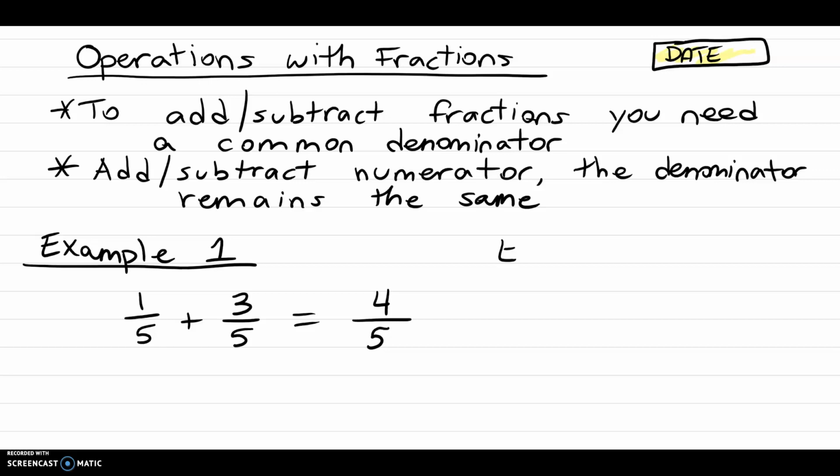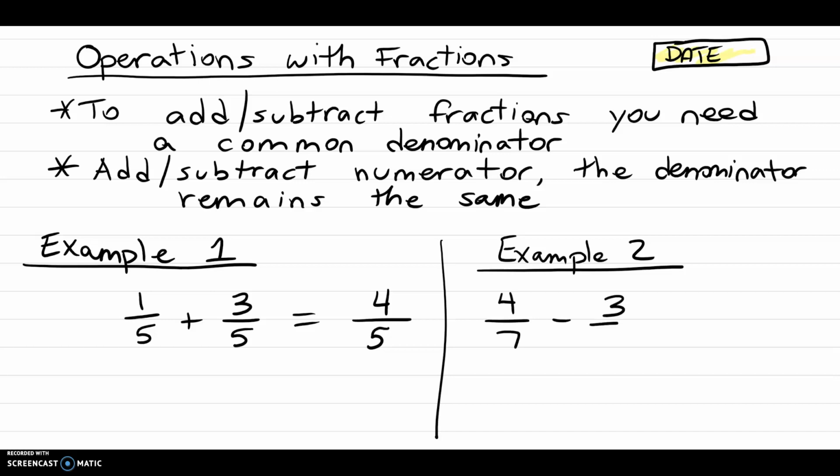If we do a subtraction example, let's say I gave you 4/7 minus 3/7. Again, you make sure the denominator is the same, and then you just perform your operation. So 4 minus 3 is 1/7. So when adding or subtracting fractions, you make sure the denominators are the same.